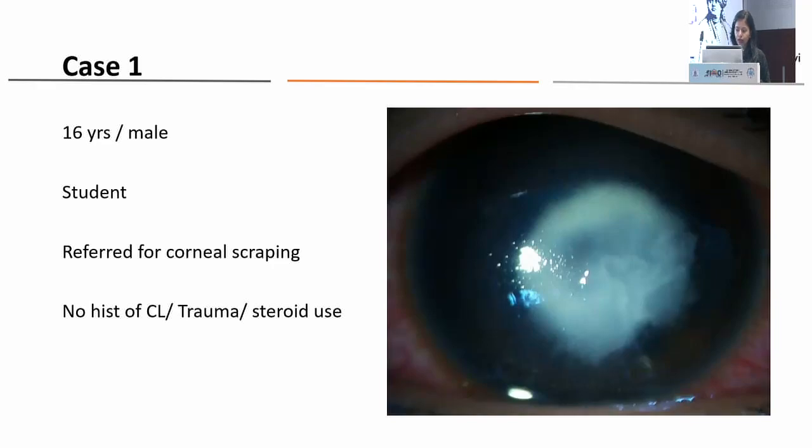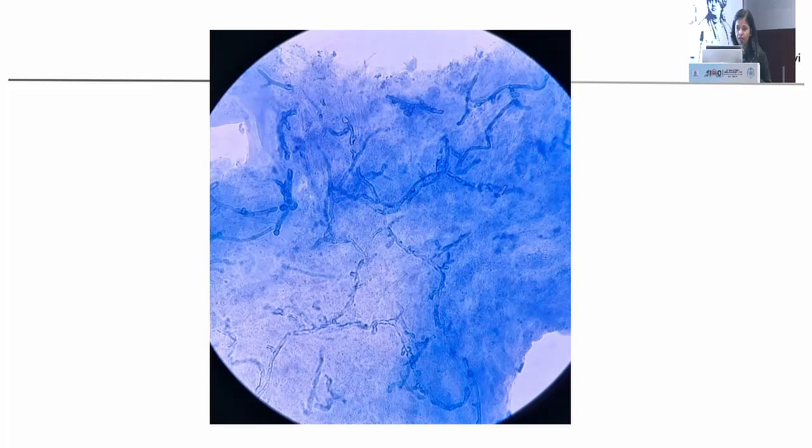It was a dry looking infiltrate with some feathery edges, and you can see there is some kind of picture like a dendrite also in between. We scraped this lesion, and this is a demonstration in trypan blue staining, which is showing septate fungal filaments.